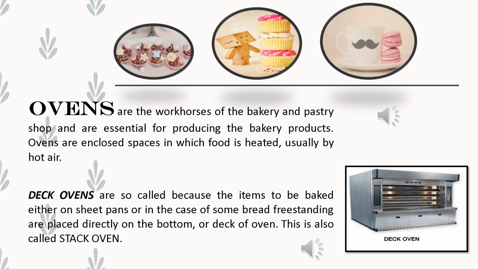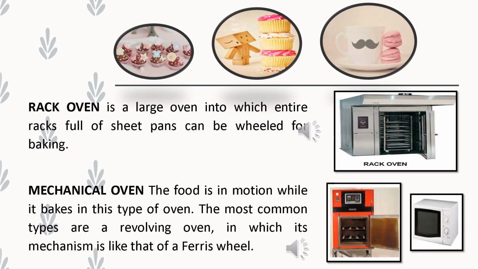Breads are baked directly on the floor of the oven and not in pans. Deck oven for baking bread are equipped with steam ejector. Rack oven is a large oven into which entire racks full of sheet pans can be wheeled for baking.